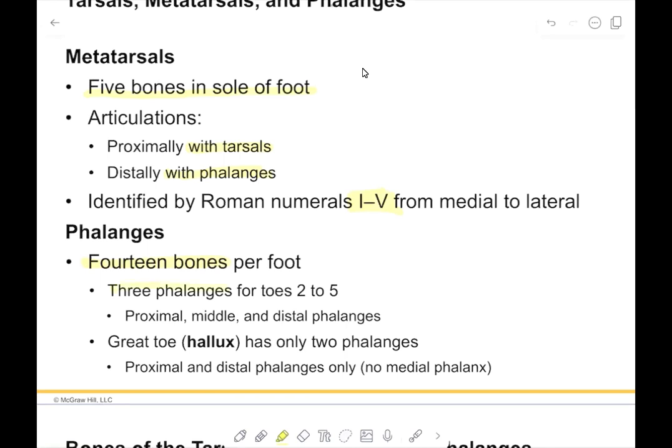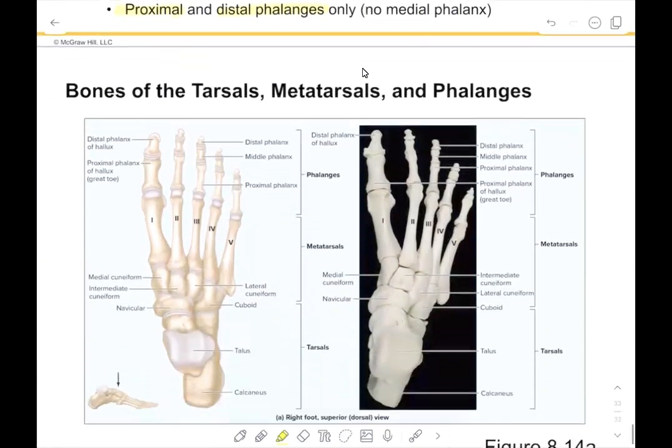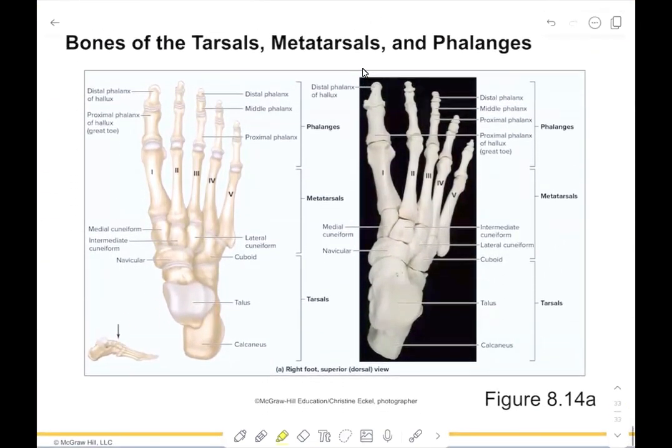There's 3 phalanges for toes 2 through 5, because each one of them has 3 long bones: a proximal phalanx, a middle phalanx, and a distal phalanx. However, just like the thumb, the great toe, which is called the hallux, only has 2 phalanges. So it has a proximal phalanx as well as a distal phalanx. This diagram is showing you the tarsals, metatarsals, and phalanges.